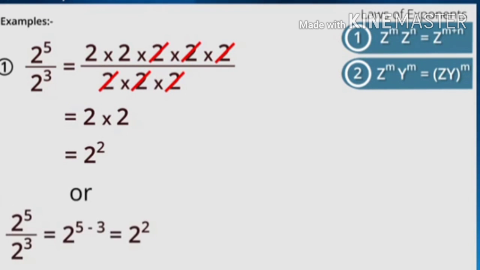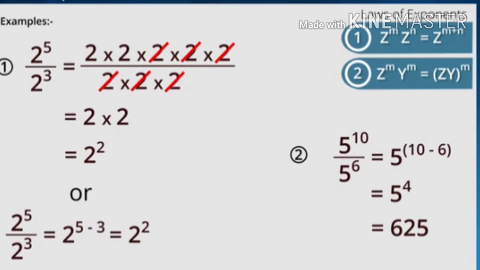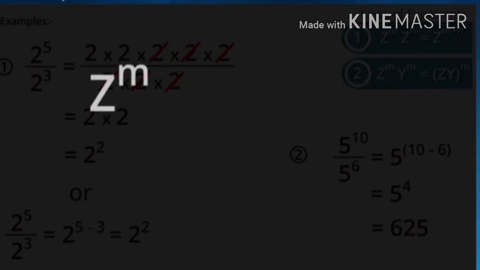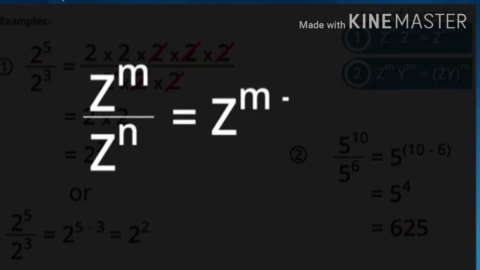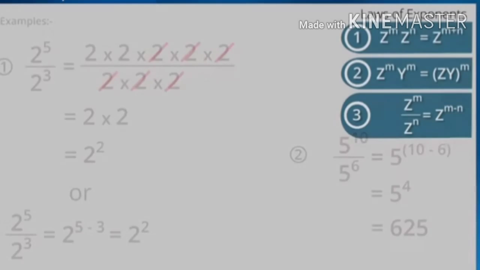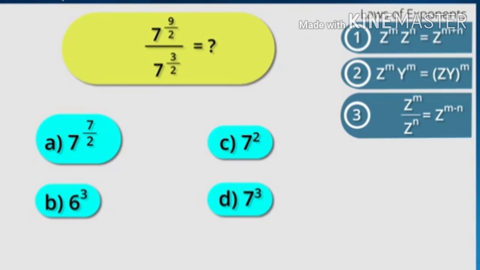Next, if we have, here we can see that the bases are identical. Therefore, to divide identical bases, we have to subtract the exponents. Therefore, z raised to the power m divided by z raised to the power n equal to z raised to the power m minus n. So this is what our third law of exponent. What will be 7 raised to the power 9 divided by 7 raised to the power 3?